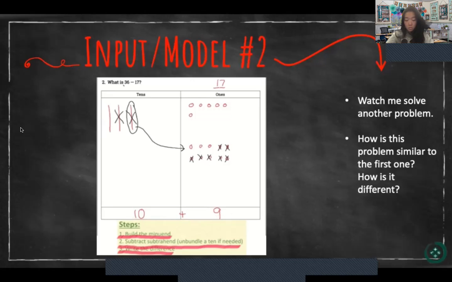So when they say, what is 36 minus 17? We can write 19, and we can box our final answer. Fabulous work, friends!